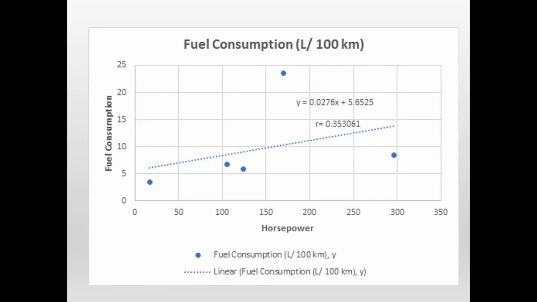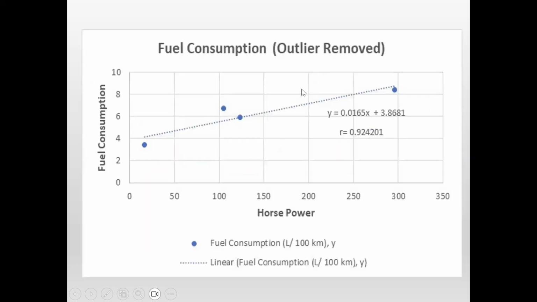So here we can find an outlier. This is only one outlier. So it seems that this outlier is not related to our data. So from the information we get here, we can simply remove this outlier. And when we remove the outlier, we can find the trend of this data. And from that chart, we can see that there is a direct relationship between the horsepower and the fuel consumption. As the horsepower increases, the fuel consumption increases.